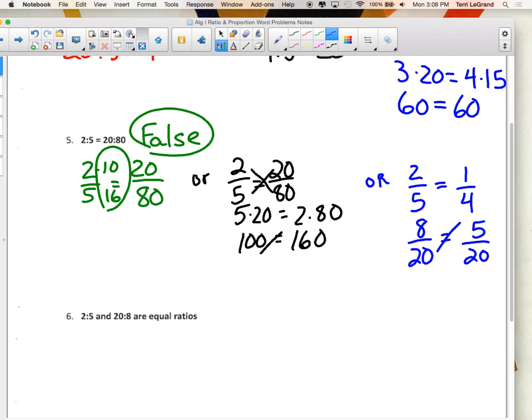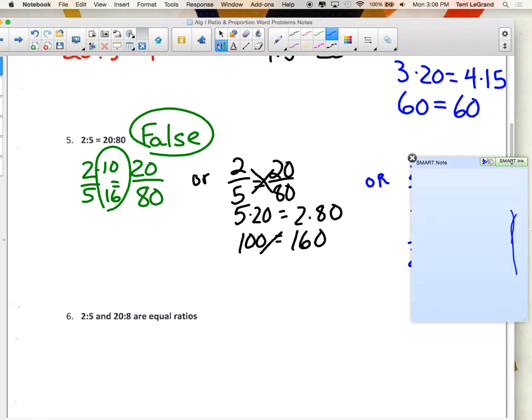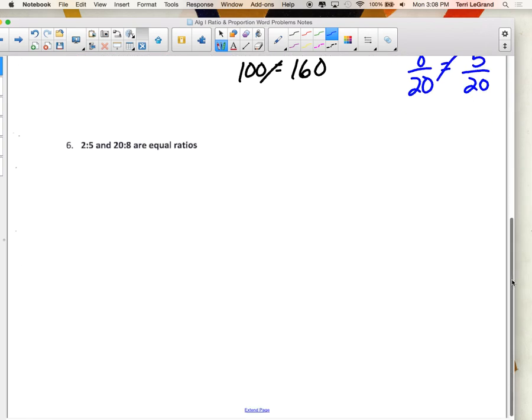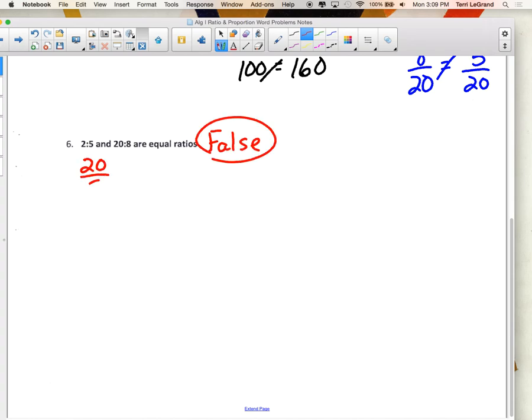Okay. How about number 6? 2 to 5 and 20 to 8 are equal ratios. True or false? Emma? False. How come? If you simplify the 20 over 8, it's more than 1, and 2/5 is not. 20 over 8, she says, is simplified. Could you tell me what it is simplified? 2 and 1/2.